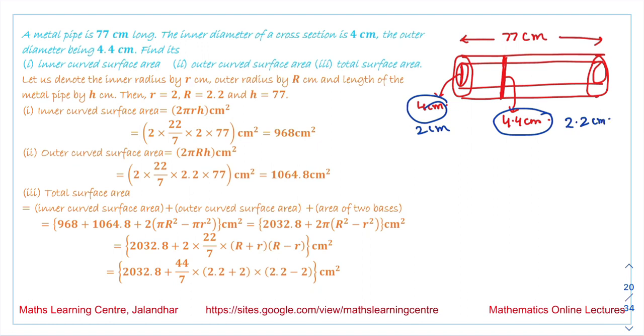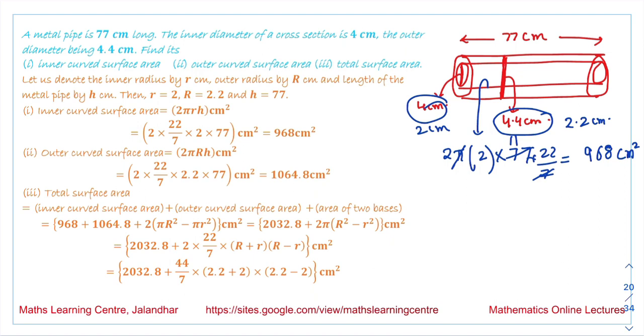We have to find its inner curved surface area. The formula will be 2 pi r h. The radius of the inner surface is 2 and h is 77. The value of pi is 22 by 7. So this gets cancelled over here, and we are left with 11. When you solve this, you will get 968 centimeter square.